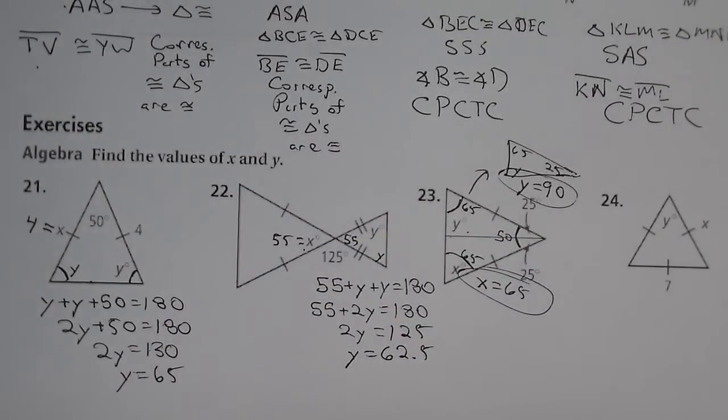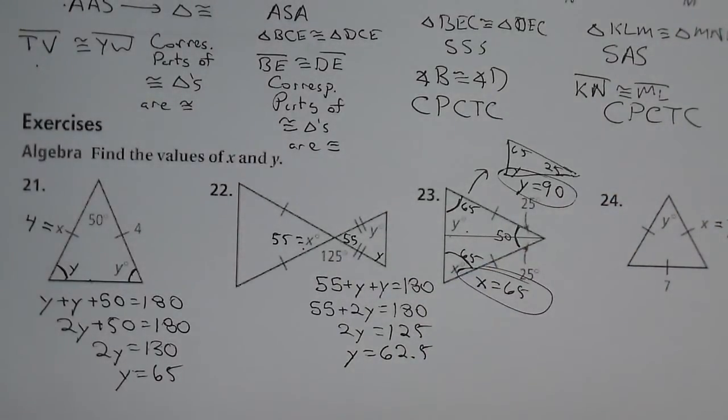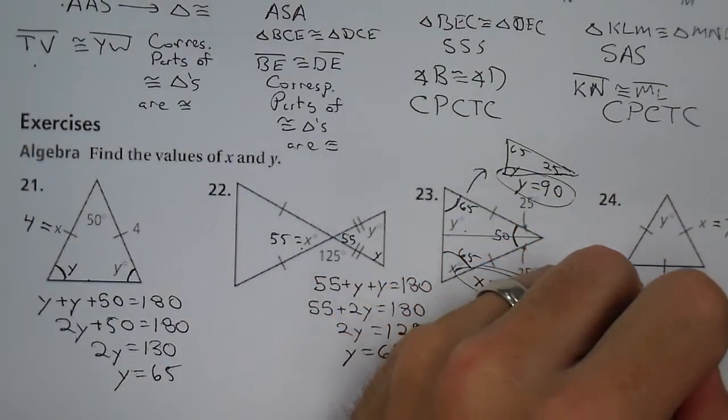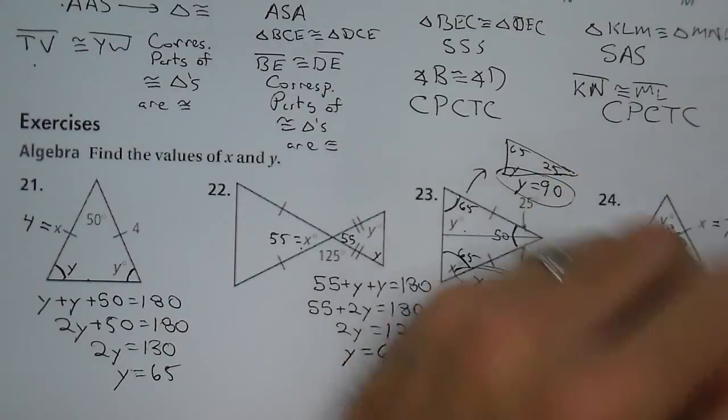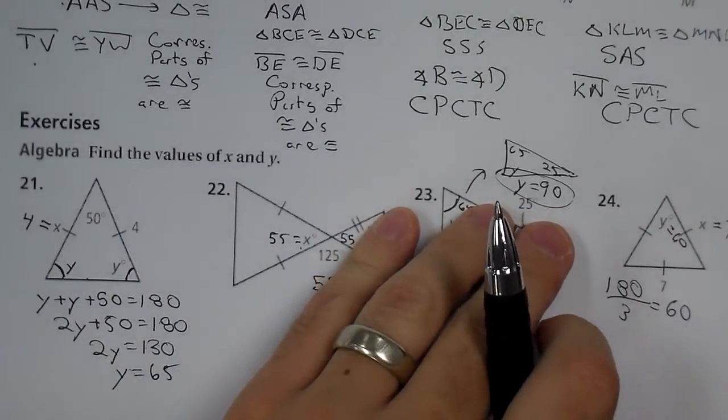For 24, it's an equilateral triangle, so that means x is also 7. All sides are the same. If it's equilateral, it is also equiangular, which means all the angles are the same, so you could do 180 divided by 3 and get 60 degrees, which would be angle y. In fact, in any equilateral or equiangular triangle, the angles will always be 60 degrees.